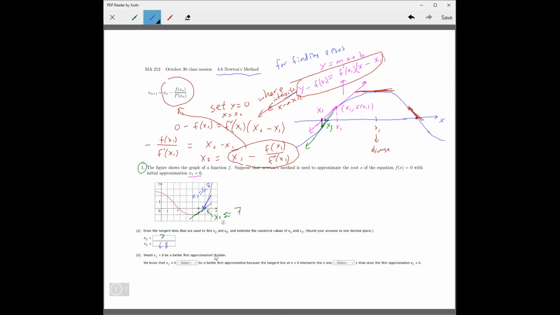Okay, would x1 equals 8 be a better approximation? So if you started at 8, what would happen? Let's see here. So x1 equals 8. If you started at 8, that's over here, right? And so then you come up to the curve, and that looks like it puts it closer. Yes, I would say it would be a better approximation because the tangent line intersects the x-axis closer to s than the first approximation x1 equals 6. Okay.